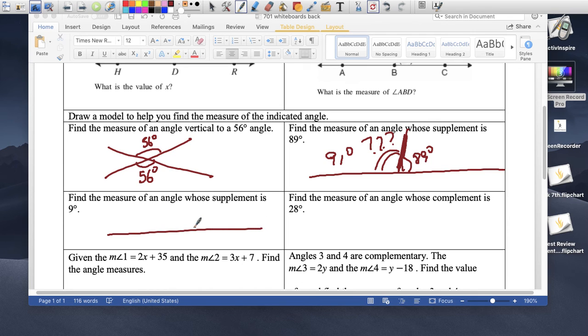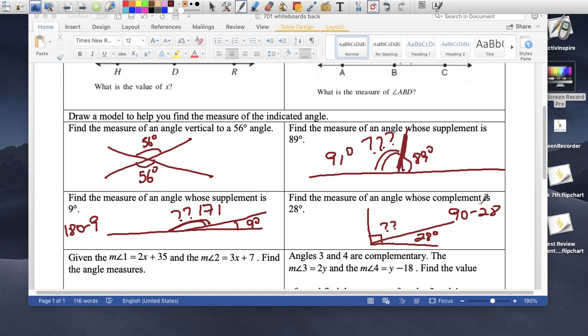Again, supplement. So if this angle is 9 degrees, how much is this one? Right, so it's going to be 180 minus 9, which is going to give us 171. Complement means 90 degrees, so let me draw a straight line. This is 90 degrees. One angle is 28. So this angle is 28 degrees. How much is here? This one's going to be 90 minus 28. And 90 minus 28 equals 62. So this here is going to be 62.